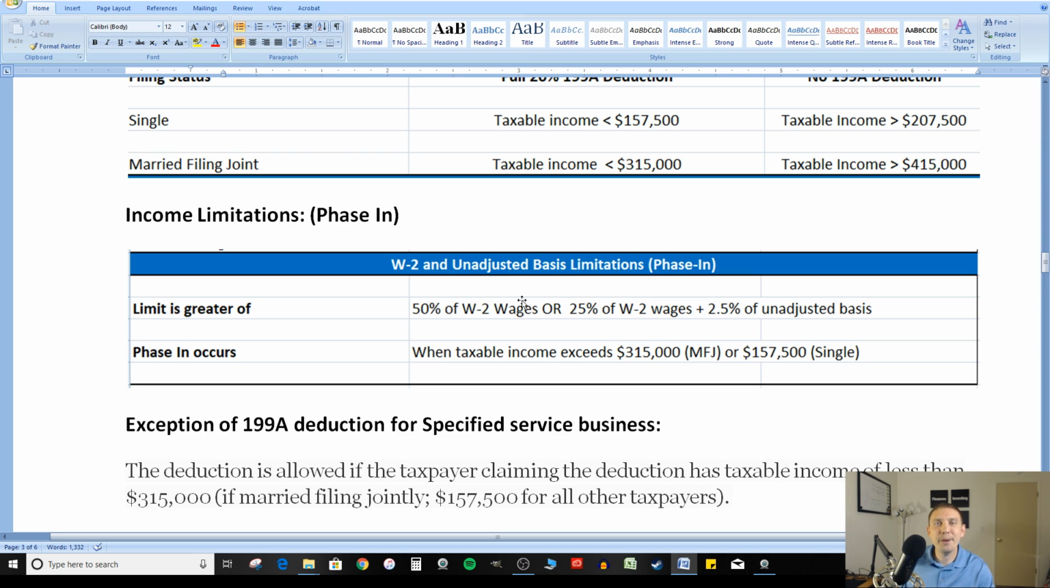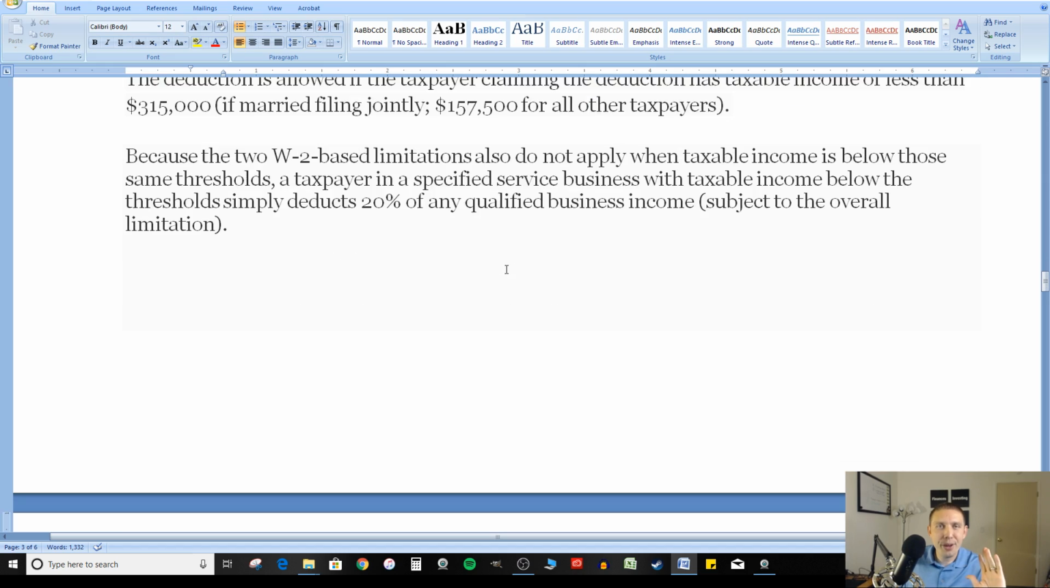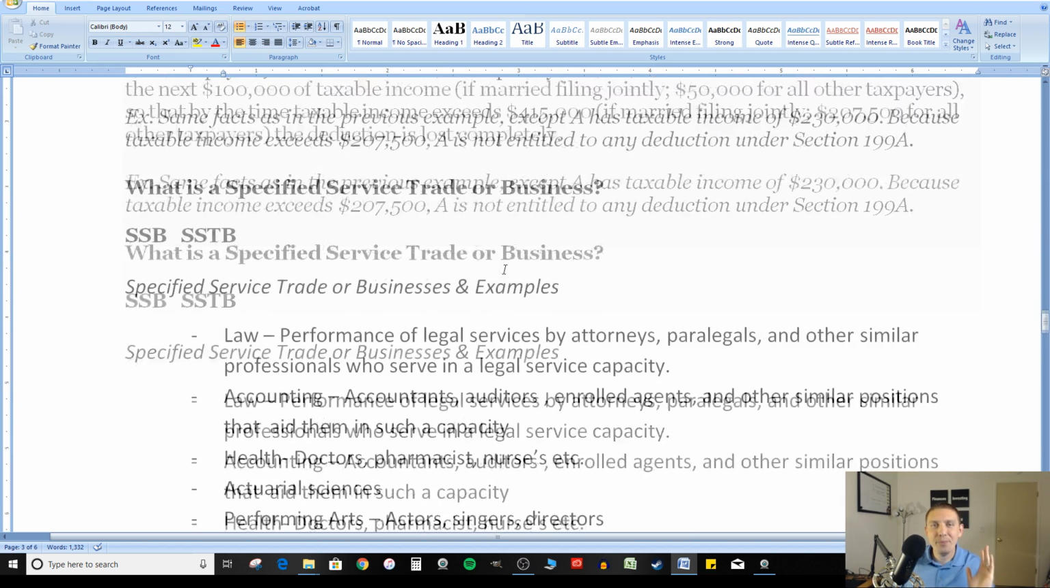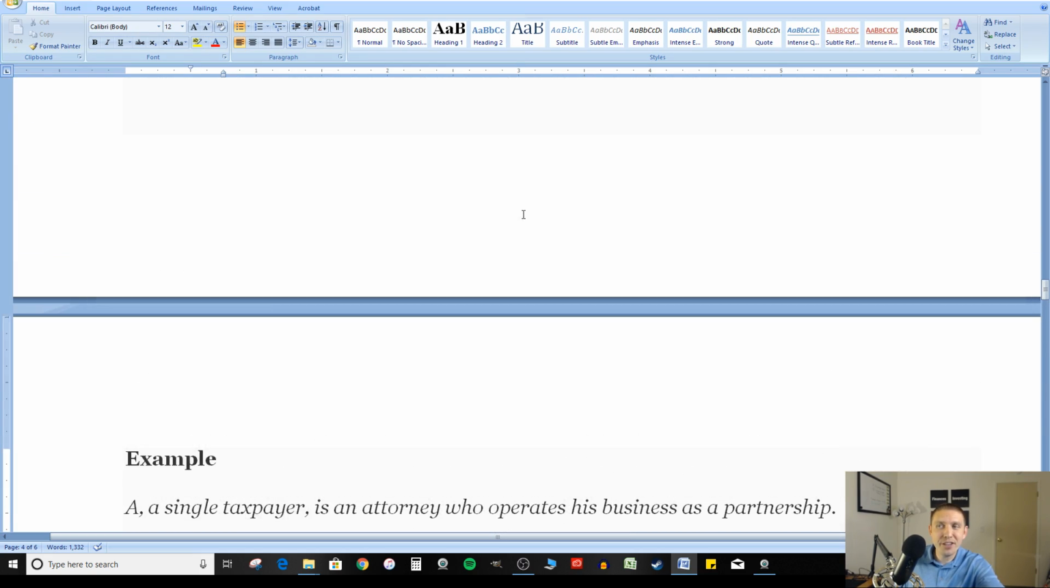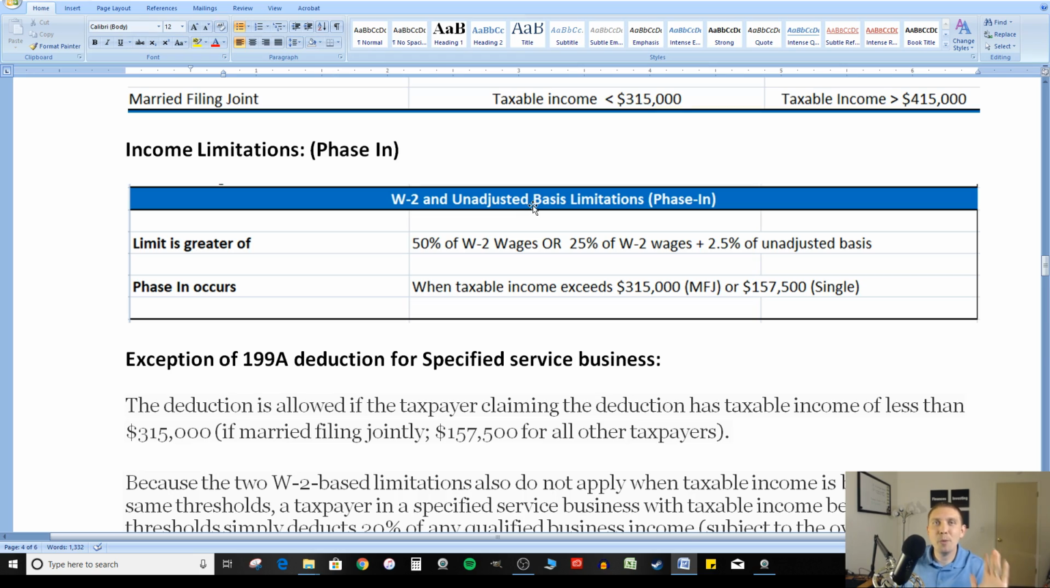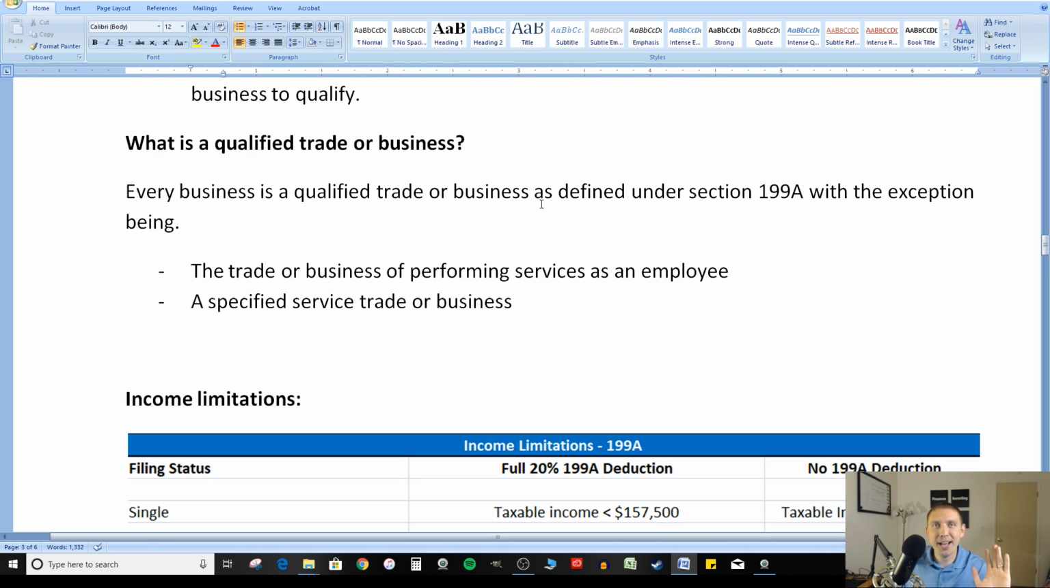I know it's confusing, but it's going to make a lot more sense in the next part of this series. We're going over the theory here, ladies and gentlemen, so that when we do the calculations, the numbers will make more sense. Because if you don't know all of this stuff, all of these rules, the calculations will make absolutely no sense. So that's why we're covering this first. In the handout, take the time or pause the video here to read more about specified service, trade, or businesses. I'm not going to read all this to you for sake of time.